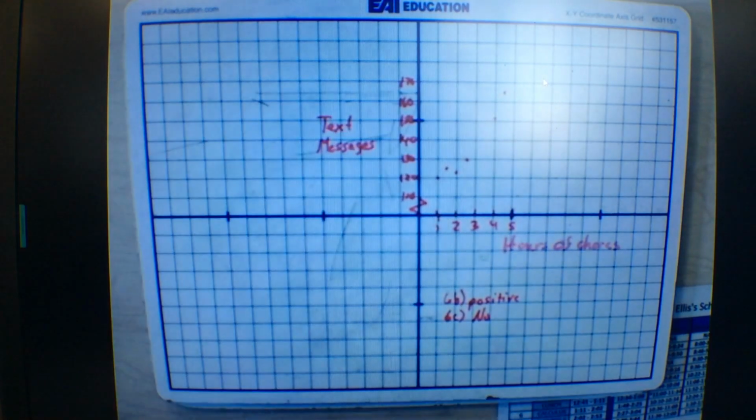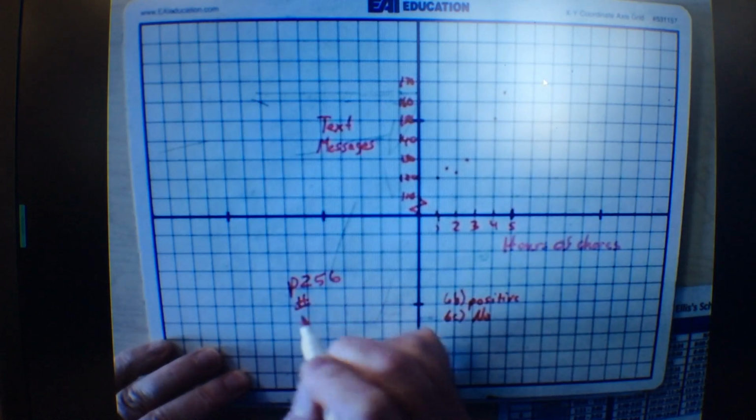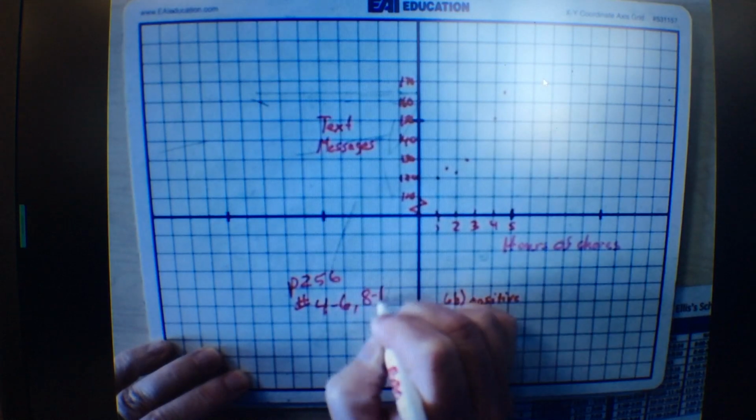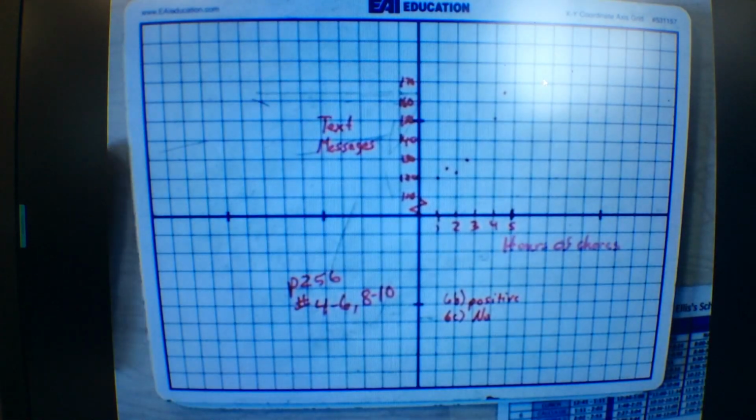Okay? All right. Your assignment is page 256, and Ashley's going to write this on the board. Numbers 4 through 6. Thank you, Ashley. 8 through 10. So you're doing 3 graphs, and then you're done. All right? Good luck, and hopefully you get it done by the end of the period. Okay?